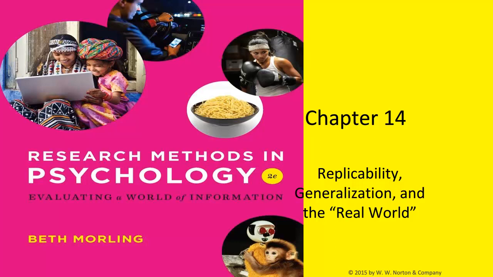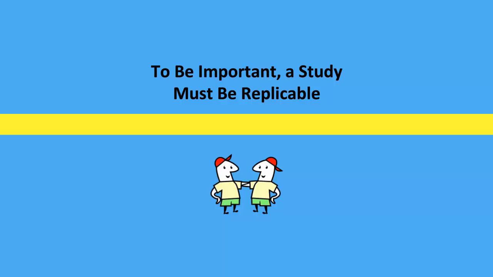In this Chapter 14 lecture video, I'll discuss the importance of replicability. Just to give you a brief overview, the overall story of this section of the textbook is going to be that to be important, a study must be replicable. So it has to have the ability to be repeated. Preferably, it has already been repeated in one of a couple of ways we'll discuss in a moment.